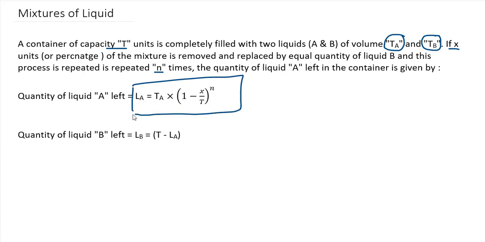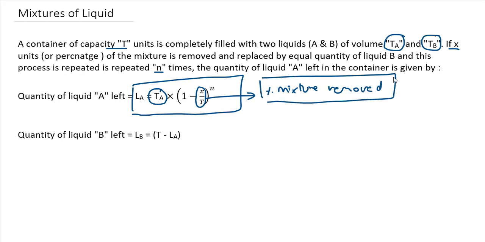LA is equal to TA, which is the initial quantity of liquid A in the container, into 1 minus X by T. X is the quantity that you are removing and T is the total capacity. So here X by T can also be called the percentage of mixture that you have removed. So we can use either the quantity X or we can directly refer to it as the percentage of mixture removed. So from this formula we will get the quantity of liquid A left in the container after this operation of removing a certain quantity and replacing it with equal quantity of the second liquid.